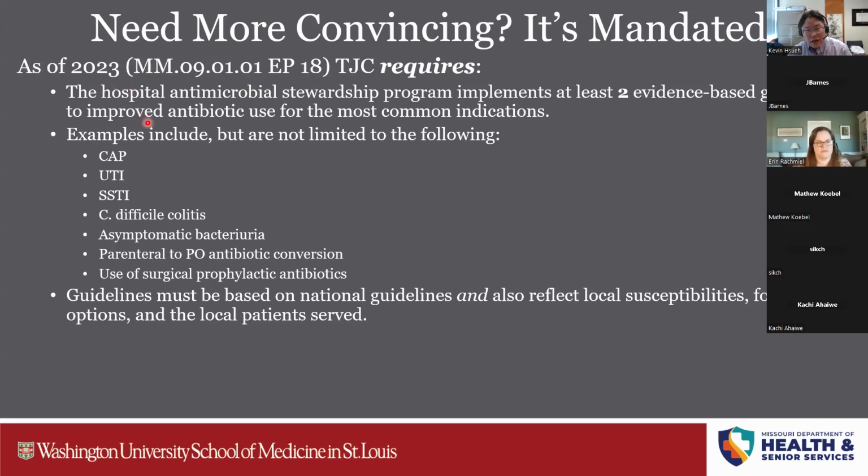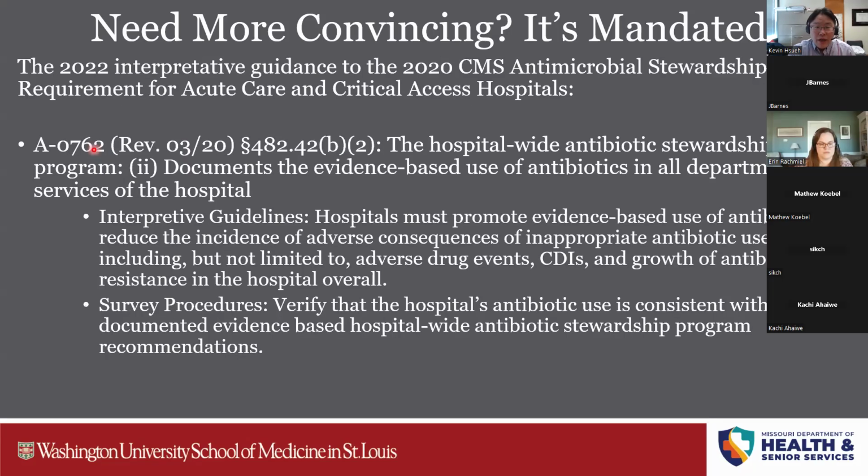They identified examples of this as possibly community-acquired pneumonia, urinary tract infections, skin and soft tissue infections, C. difficile colitis, asymptomatic bacteriuria, IV to PO conversion, and surgical antimicrobial prophylaxis. They really call out that guidelines need to be based on national guidelines, but also can be tailored to local susceptibilities, formulary, and the type of patients being served.